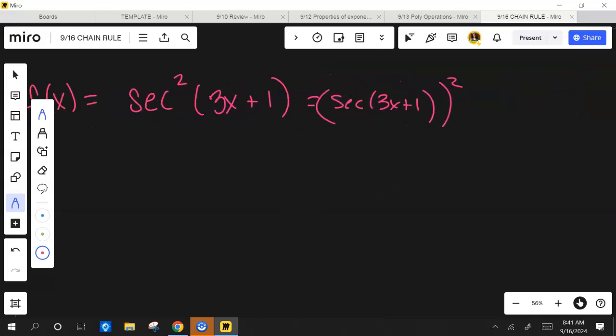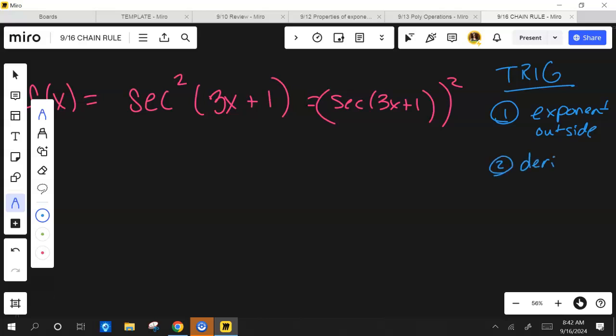Okay. For some reason, students always struggle. Let me just give you a little step sheet here. When you're doing derivatives of trig functions, you always want to do any exponent outside first. Then the derivative of the trig, and then derivative of inside.